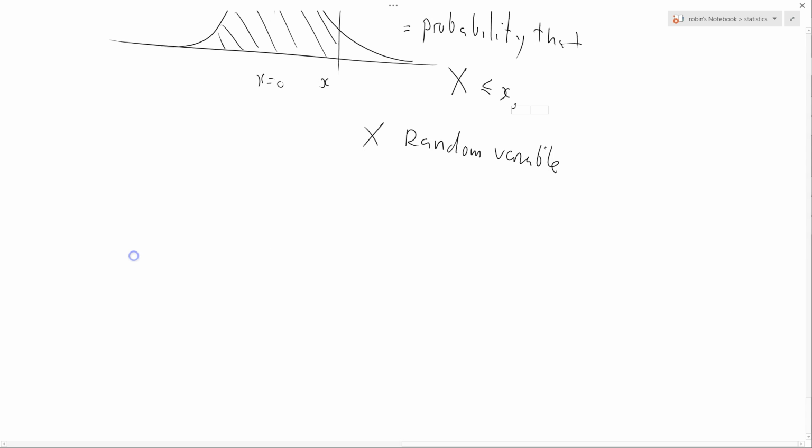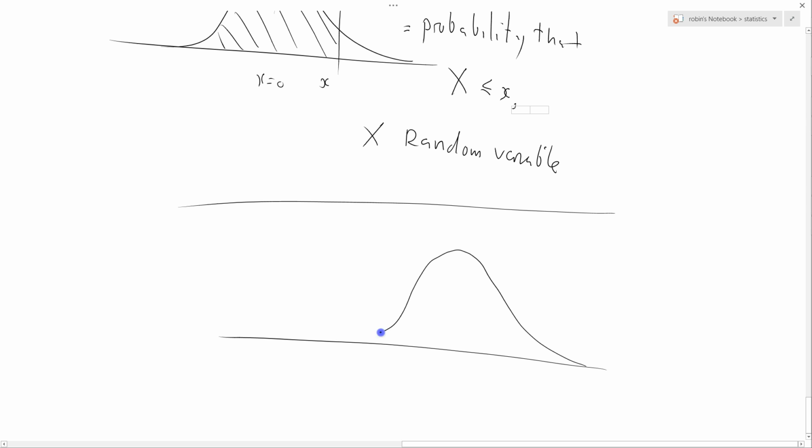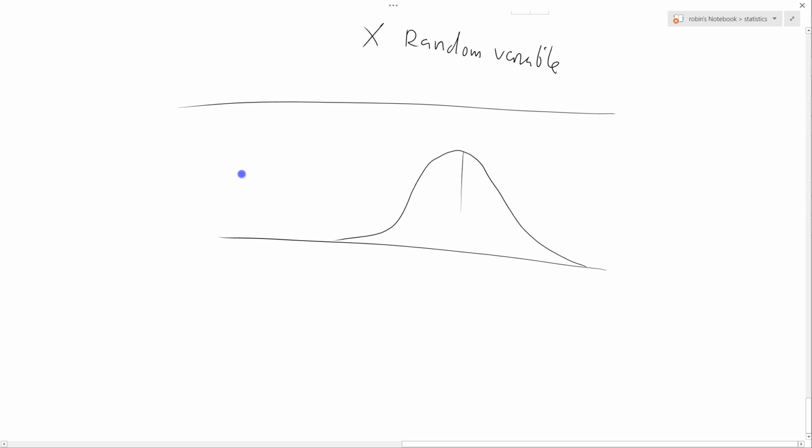So straight away we can say a few simple ones. That's my value there. What is pnorm of 0 equal to? Well, it's the probability that your random variable is less than 0, so this area equals a half because the Gaussian distribution is symmetric.